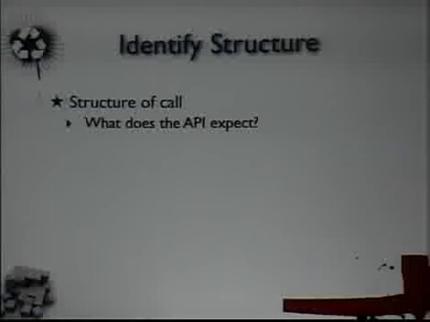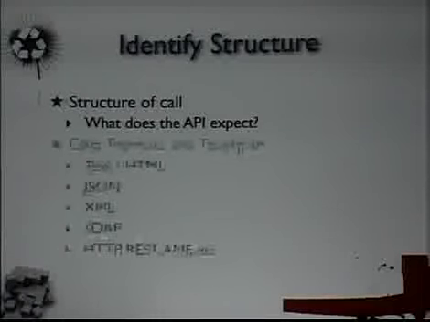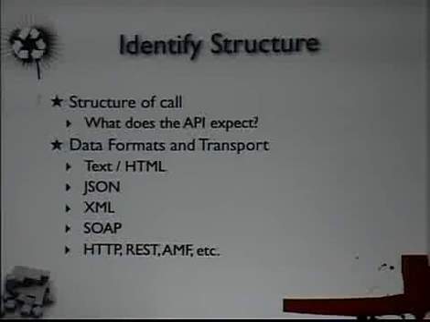What is the structure of the call? What does it accept? What types of data formats are you dealing with? Once you understand that, it makes it a lot easier to understand how to violate it. Obviously, if you're using something like SOAP, you know that there's supposed to be a standardized envelope, and if you mess with that too much, you know what you should expect to happen.